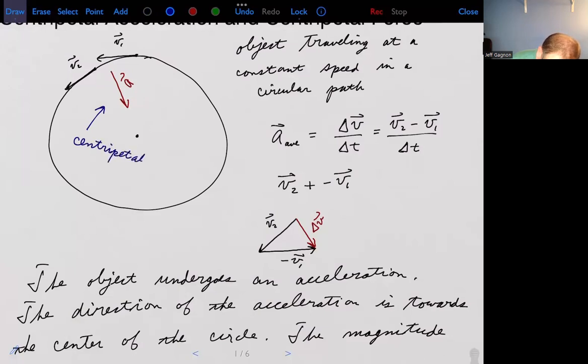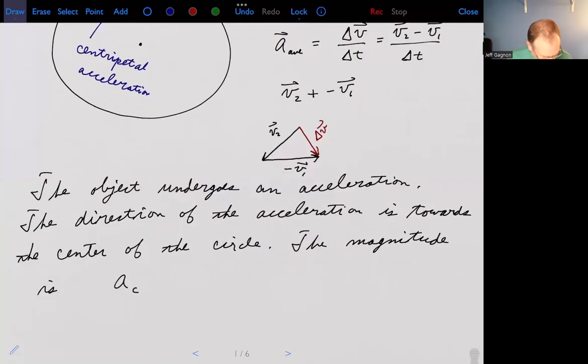Centripetal acceleration. So the direction of the centripetal acceleration is towards the center of the circle, and the magnitude is given by the speed squared, right? The magnitude of velocity, which is the speed squared, divided by the radius. And it's going to have the same usual units of acceleration. It's going to be in meters per second squared.